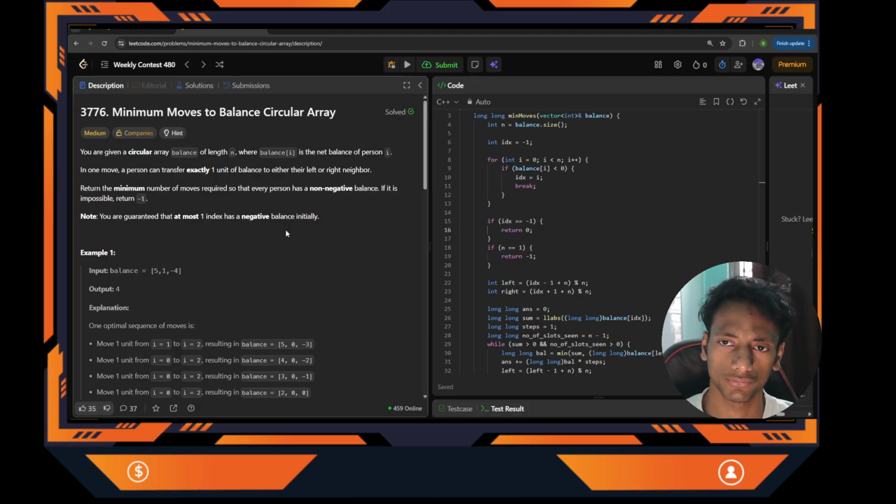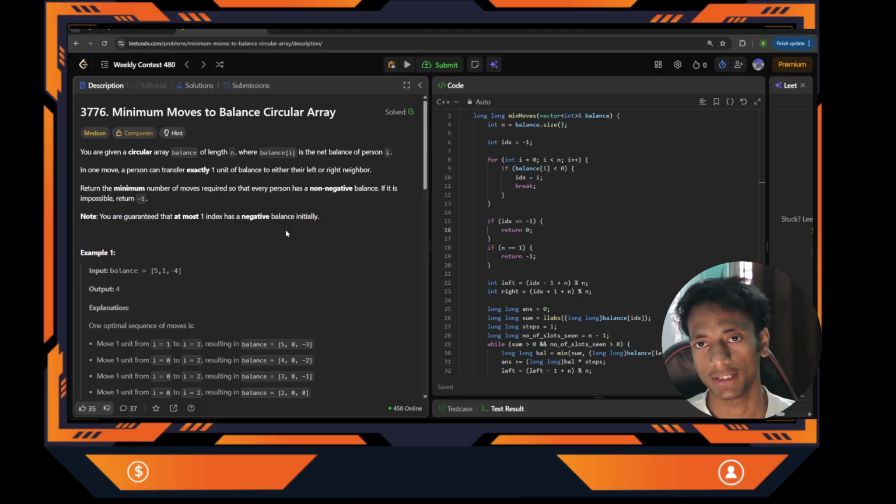So if we have 0 negative balances, we do not need any move, correct? We don't need to transfer from one person to another, because all are non-negative, and our target is that every person has a non-negative balance. There is no negative balance, so we don't need any moves, and our answer will be 0. Clear? Case 1 is solved.